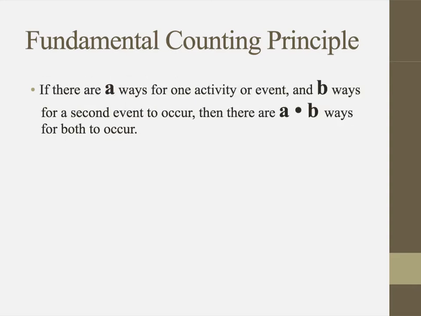So in a more formal mathy way to write it out, if there are A ways for one activity or event and B ways for a second to occur, there are A times B ways for both to occur. And you can continue on with C events, D events, E events, and multiply them all together. And wonderfully, we've got all the possibilities.